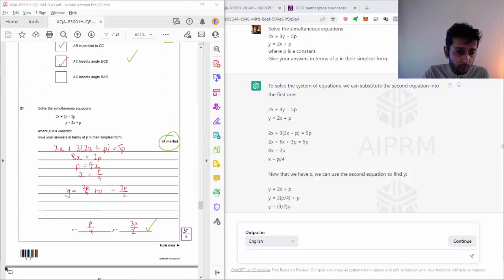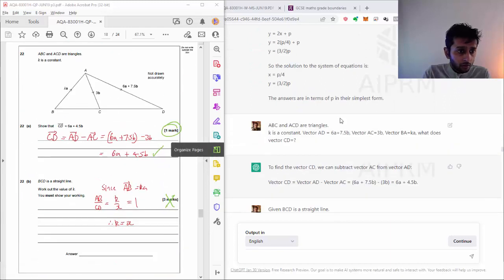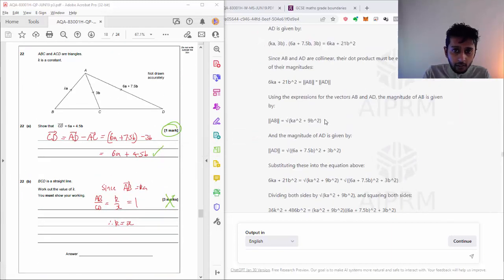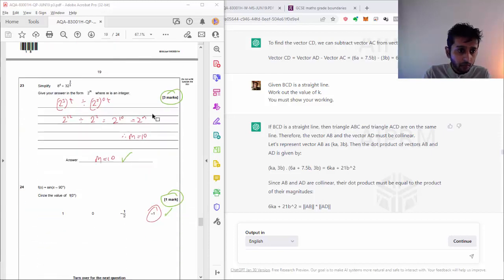Then we had a simultaneous equation, which it worked out correctly, so 4 out of 4 on that one. Number 22, vectors. So we got 1 mark for this one, but this one it didn't have a clue, so 0 out of 3 on there. Simplifying expressions, so we got m is equal to 10, 3 marks on that. We got this one right, full marks there.